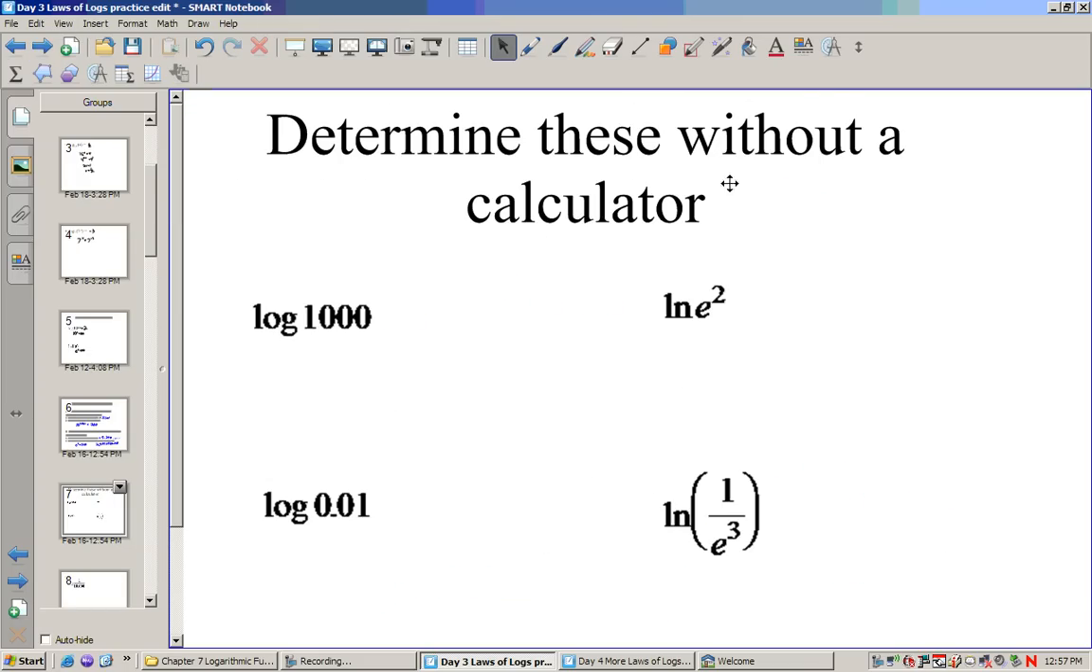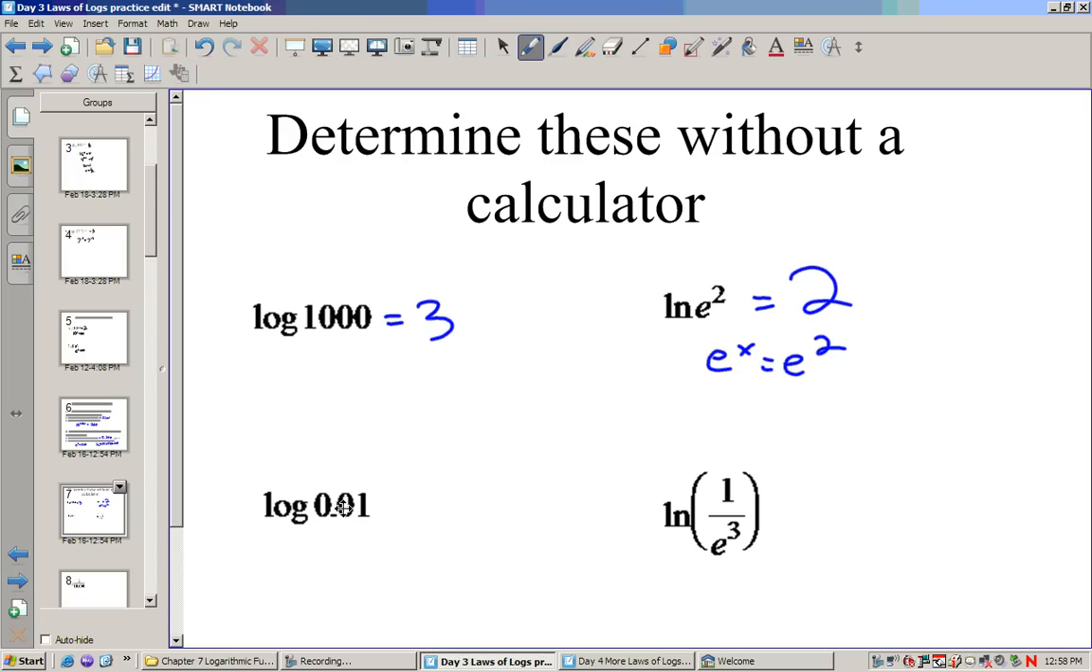All right, so determine these without a calculator. This is 10 to which power is 1,000. We can just count up the zeros. That's going to be 3. Natural log of e squared. That's saying e to which power is e squared. Well, that has to be 2.